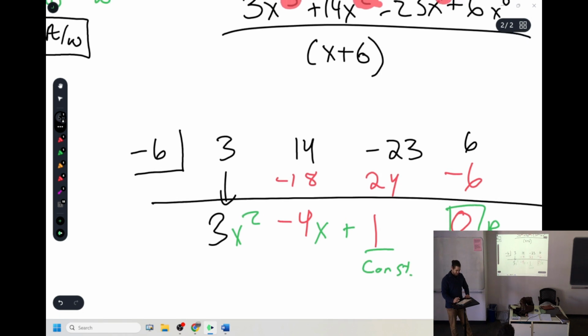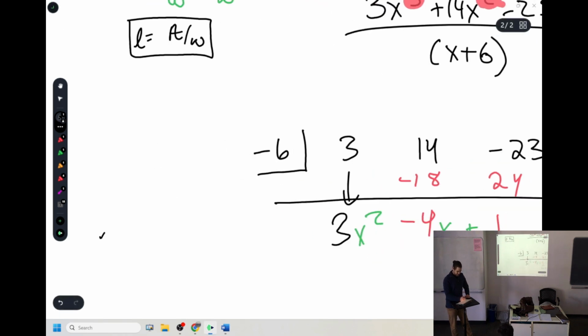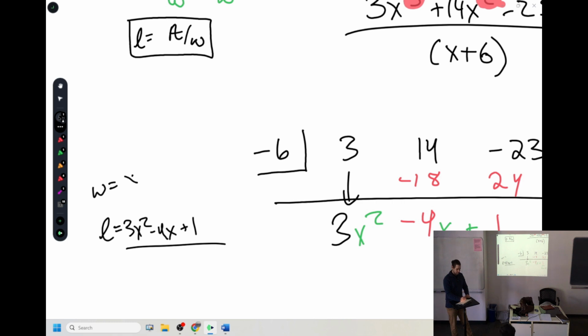That's kind of it, right? So the answer is the length equals 3x squared minus 4x plus 1. And the width is what they gave us. And how could you probably check your work? And you should get back the?